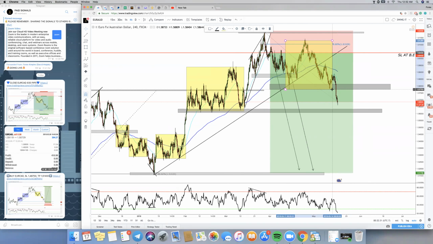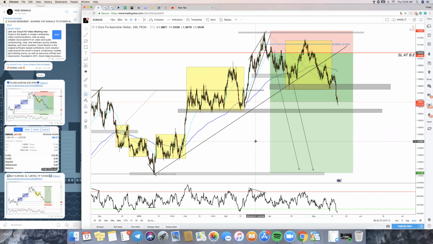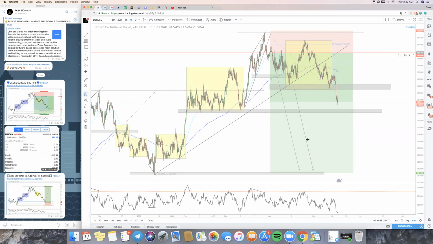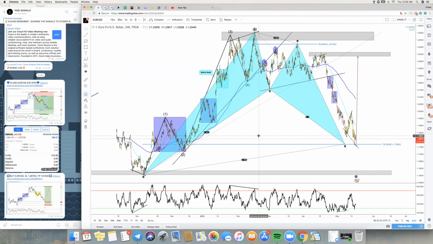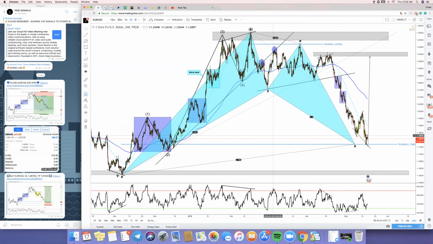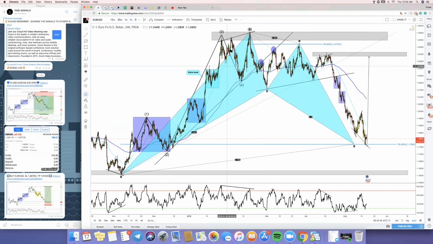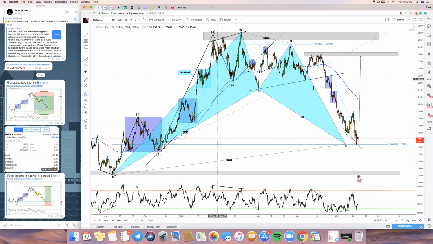Right about there. Okay. Now Euro USD. Okay, Euro USD. So there's a W level 1, level 2, nice M formation, and then there was a breakout right about there.